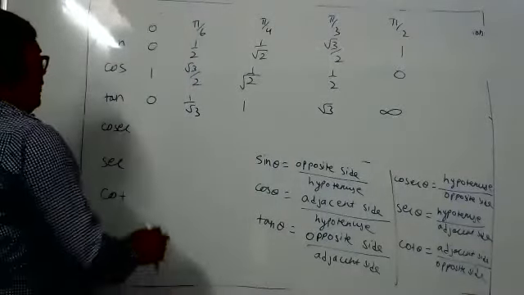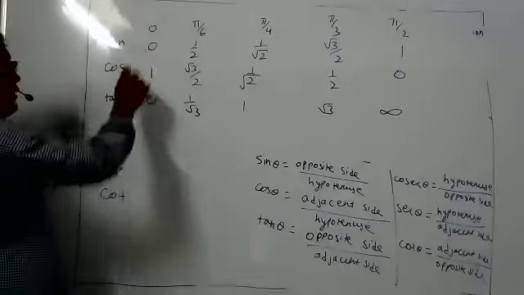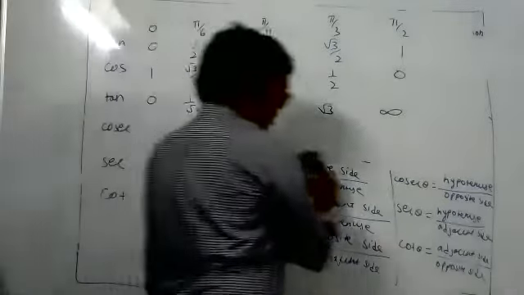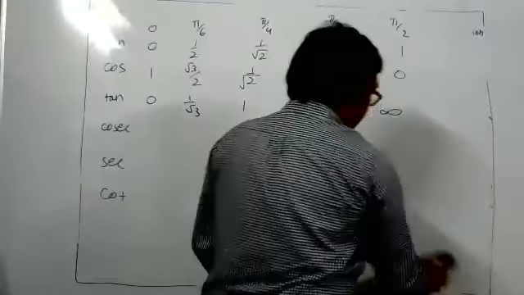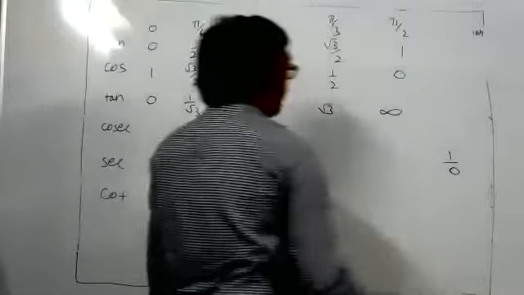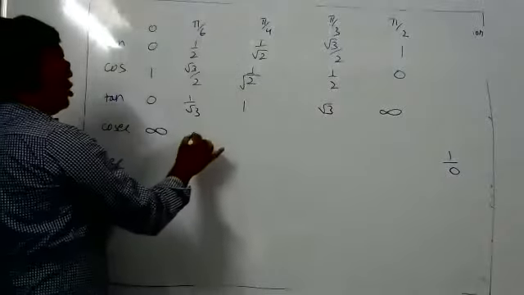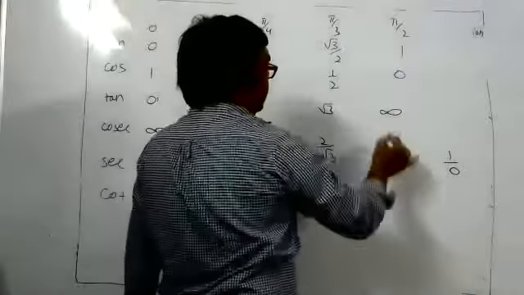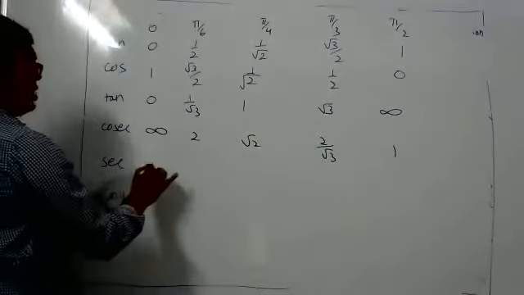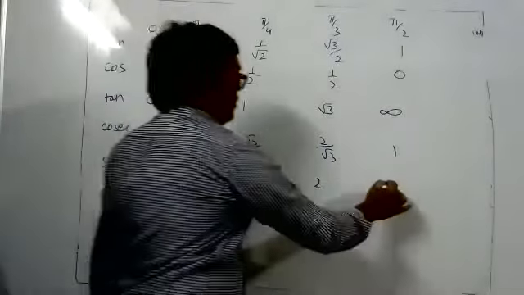You know cosecant theta is the reciprocal of sine theta. What is the reciprocal of 0? Infinity. Reciprocal of 0 is 1 by 0, which means not defined. Reciprocal of 1 by 2 is 2. Reciprocal of 1 by root 2 is root 2. Then 2 by root 3. Reciprocal of 1 is 1. Reciprocal of cos is sec. This value you have to memorize.